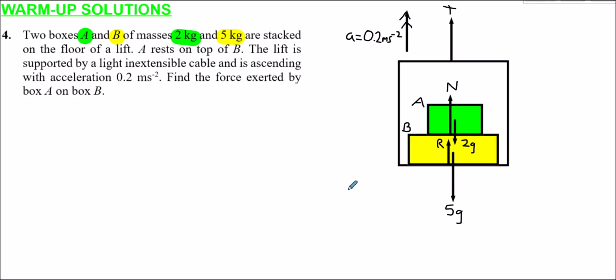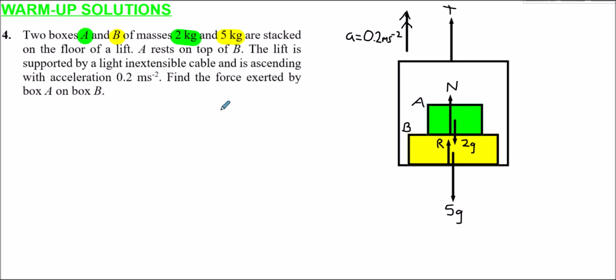At this stage, this might be overkill. We might not have needed to do this, in fact, but I'm just showing you how the forces would be working. So all we're after here is to find the force exerted by box A on box B. So we can now remember Newton's third law. For every action, there's an equal and opposite reaction.